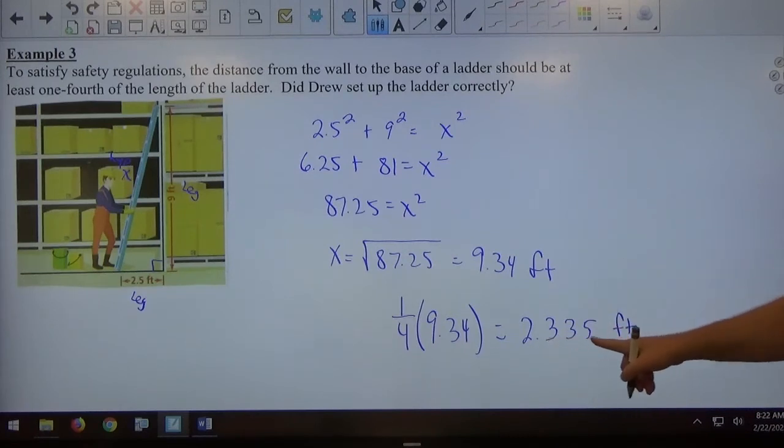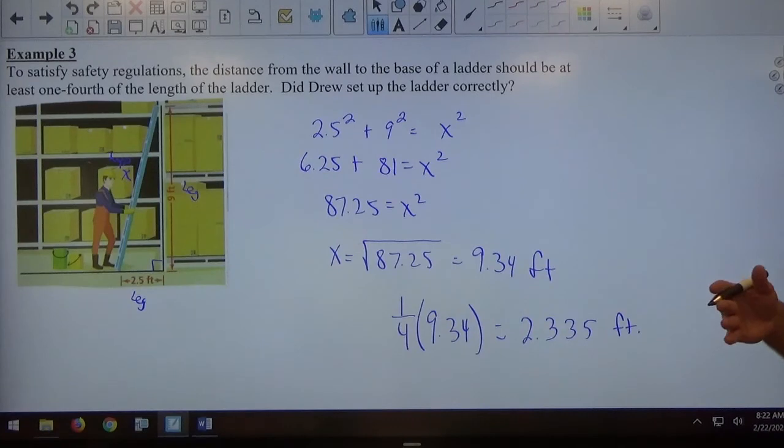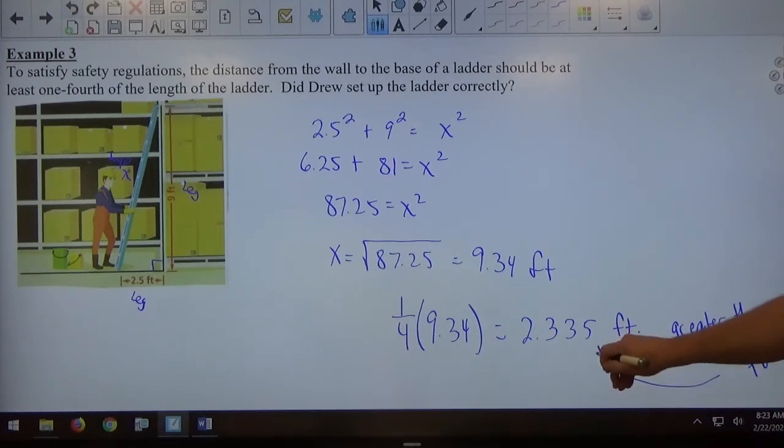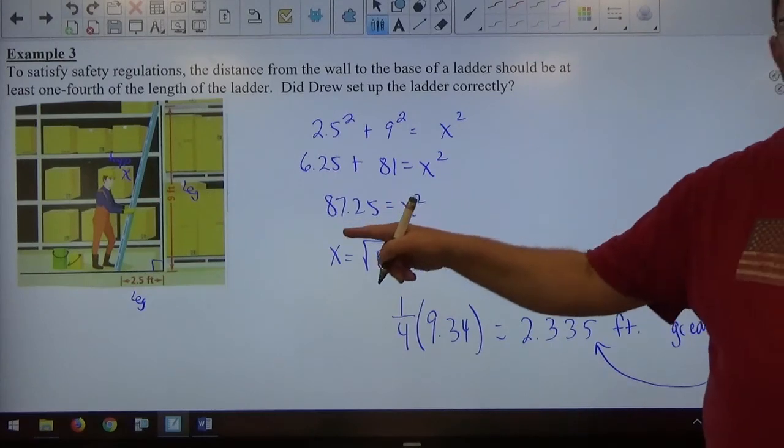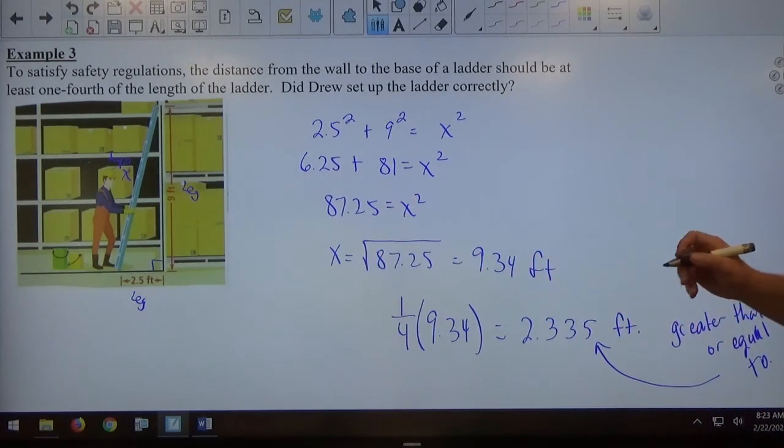So this is the minimum distance. So 1/4 of the length of the ladder is the minimum distance we have. So anything bigger than that would be fine also, right? So anything greater than or equal to that number would be legal, right? 2.5 is greater than 2.335, right? So is it set up correctly? Yes, it's set up correctly.